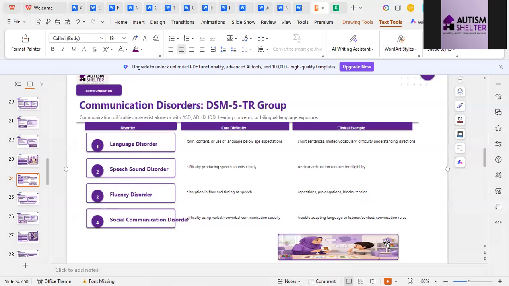These are the examples. You can look at this, but you have to look here very deep. What does language mean? There are three terms: form, content, and use. For speech sound, there is a production issue. For fluency, there is timing and flow. For example, stuttering, like "ma-ma-ma." That's fluency. There is repetition, prolongations, blocks, tensions, and fillers that come with fluency.